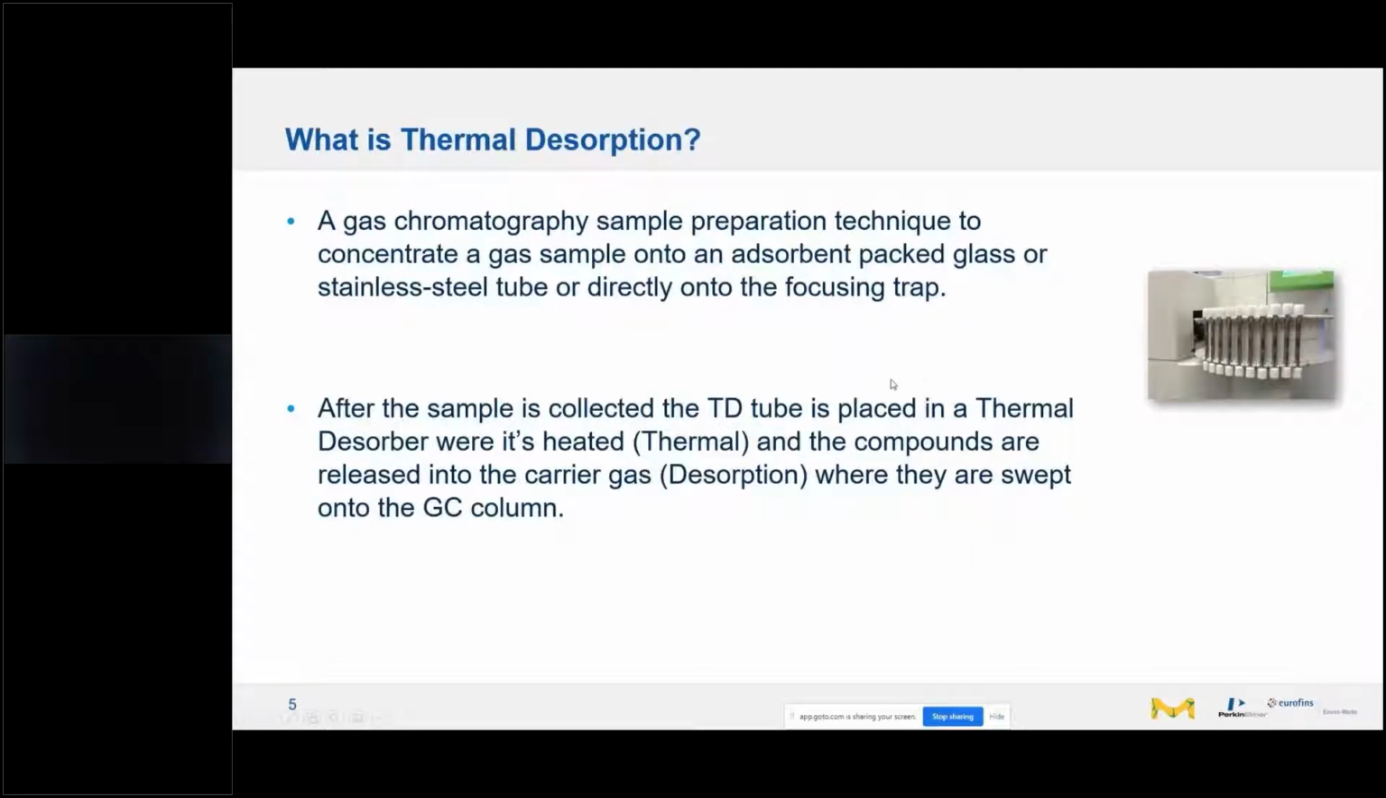What is thermal desorption? It's a sample introduction technique. Tubes are used as one of the ways, and that's what we are going to be discussing today. After we sample, we use the sample introduction technique of thermal desorption to get the targets we are interested in into the analytical system for measurement and quantification.